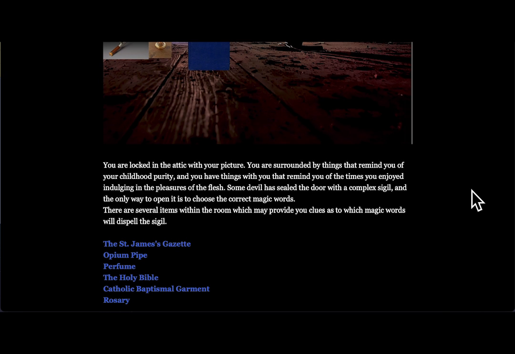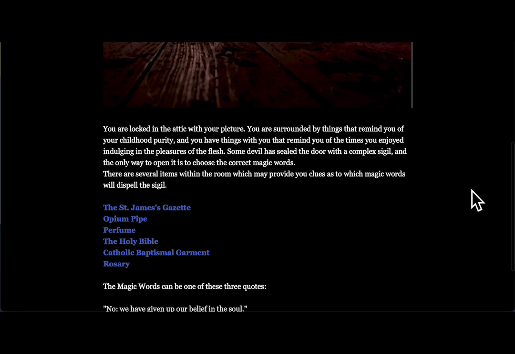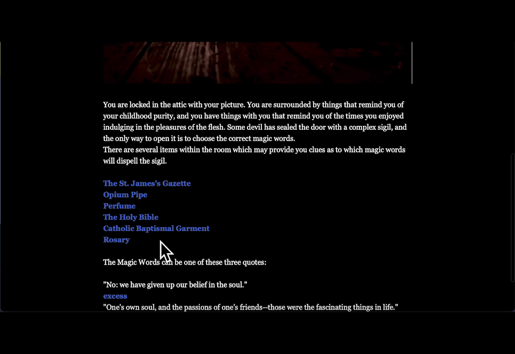And so when we click on each of these clues, we are given a small passage of the novel that has been rewritten in second-person tense. So let's choose the rosary.